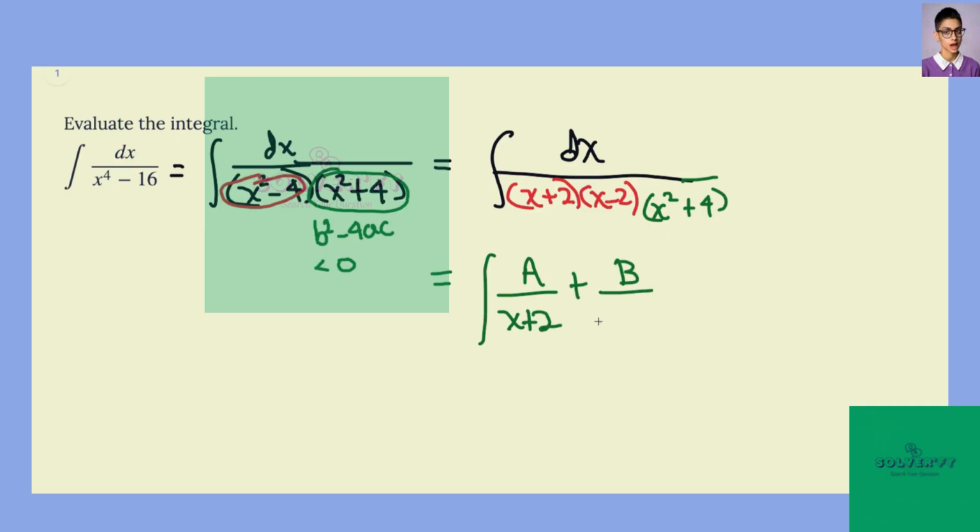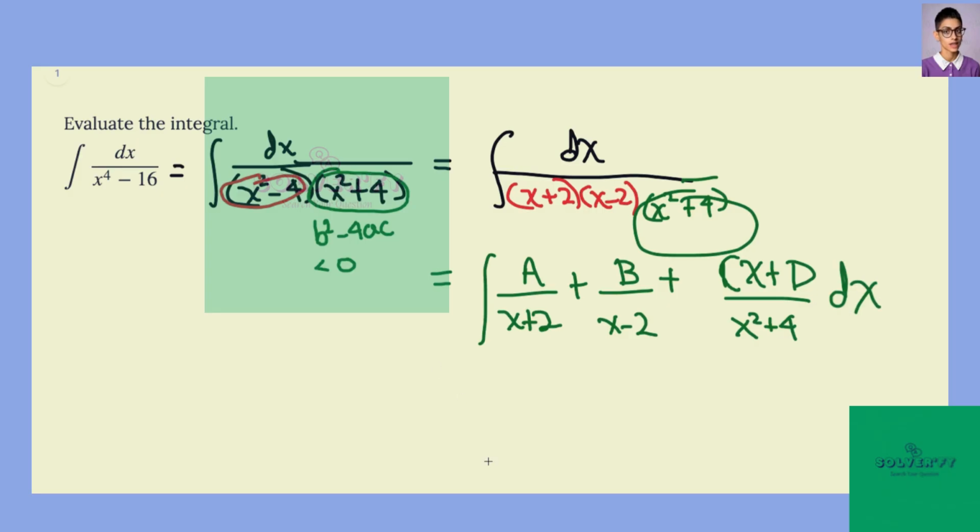So constant for the first two. And then because we have an irreducible quadratic on the bottom in green, we have to put a linear up top. So we have cx plus d. So here, let me write this. We have to find a, b, c, and d, of course.